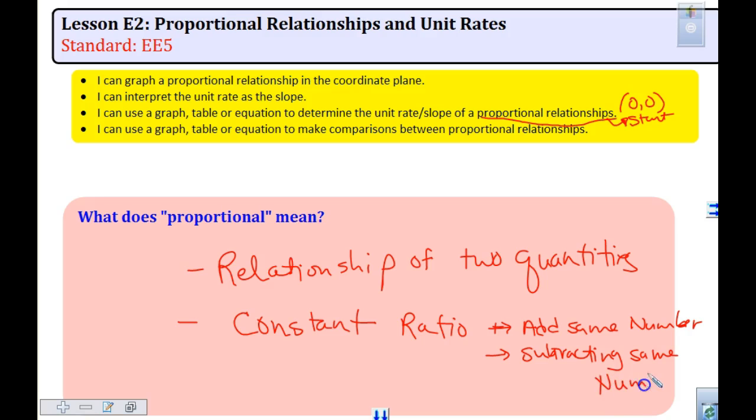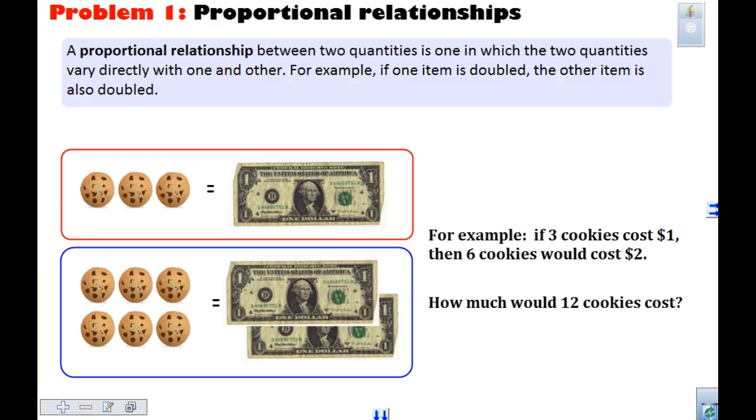Now, if you take a look down at that next picture, as you are reading, it says a proportional relationship is between two quantities, and it is one in which the two quantities vary directly from one another. That vary directly, what that really means is they start at 0, 0 on our graph or on our table.